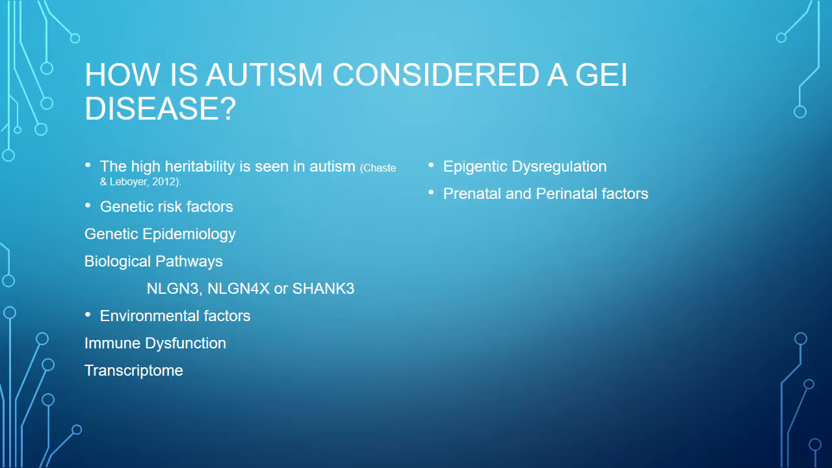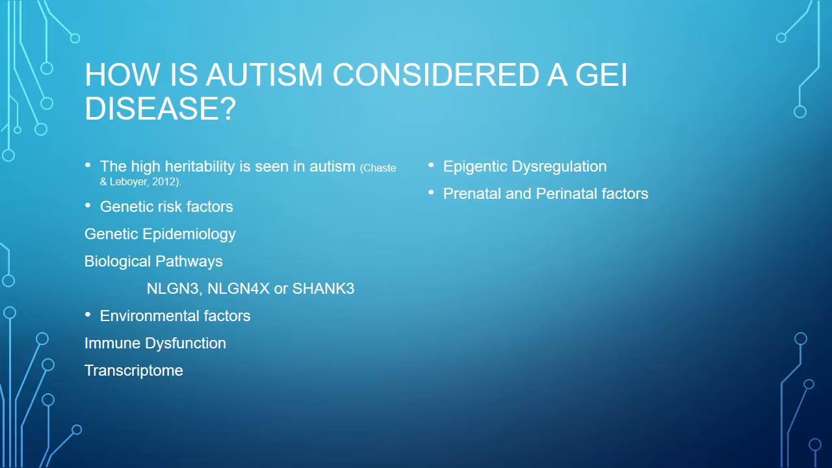Genes such as NLGN3, NLGN4X, and also SHANK3. These three genes could have problems resulting in autism. Now I would recommend that you all go look up these three genes and get a better understanding of them.